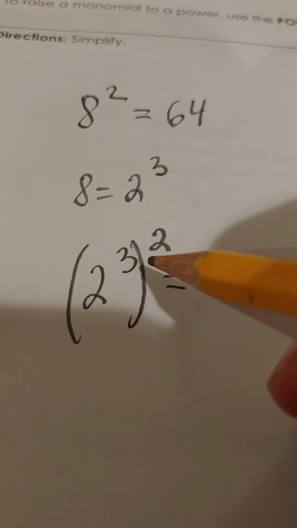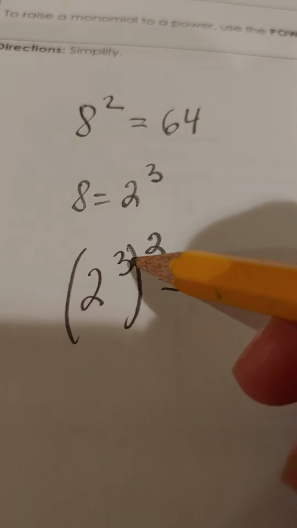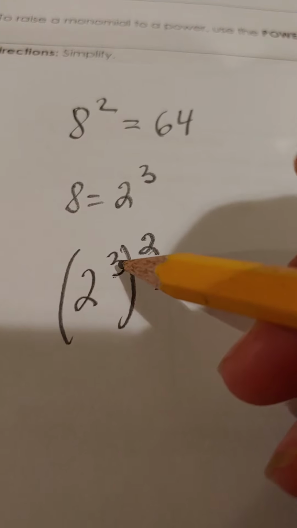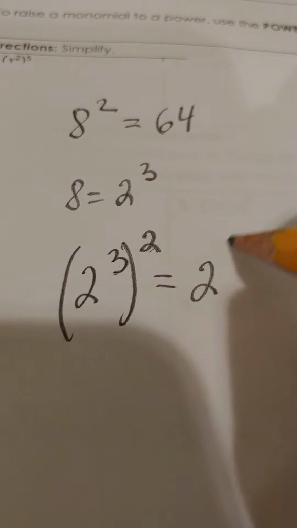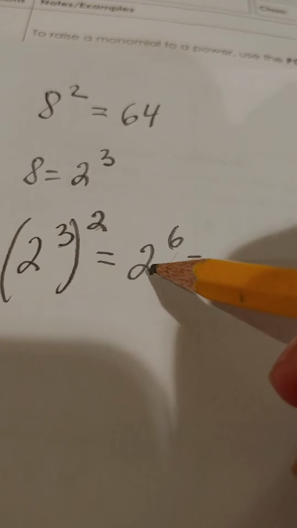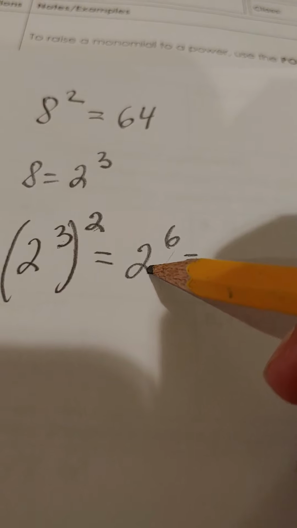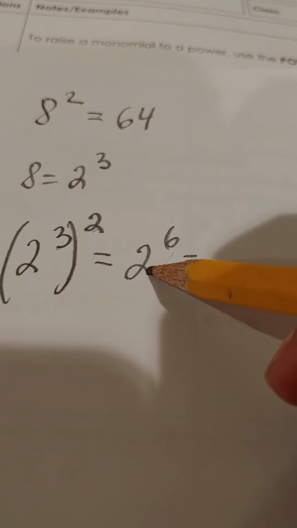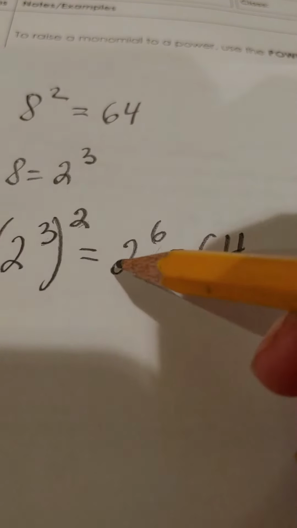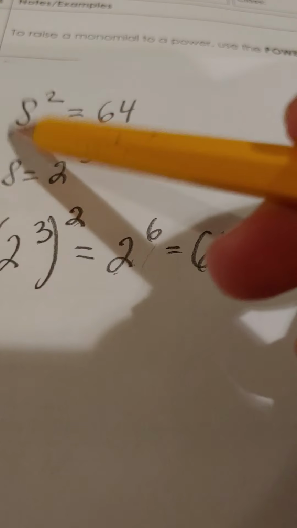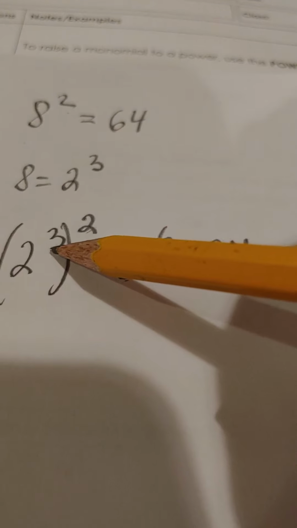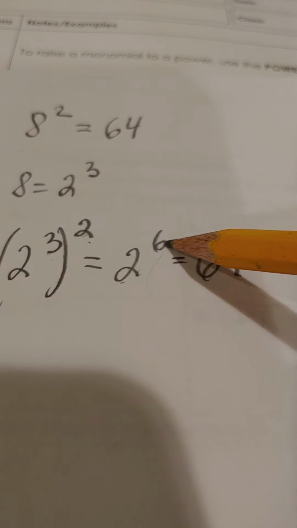Okay? I'm telling you that when you see 2 powers and then parentheses in between, you have to multiply those powers. 3 times 2 is 6. So 2 to the 6th power. And let's see if I'm correct. 2 times 2 is 4, times 2 is 8, times 2 is 16, times 2 is 32, and times 2 is 64. So 2 to the 6th power is 64, and 8 to the second power is 64. That proves you that we were right when we multiplied 3 times 2, and then we got the power 6.